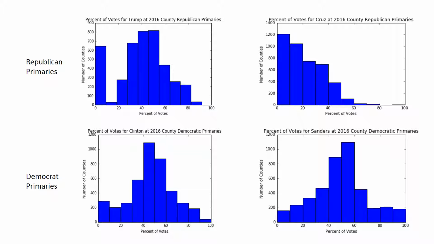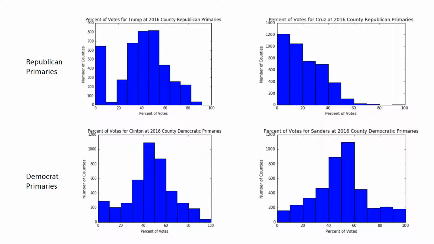There were approximately 650 Republican primaries that reported between 0 and 10% of votes for Donald Trump. Most primaries reported between 20 and 80% of votes for Trump, and the mode was around 50%. For Clinton, the distribution was approximately normal. Approximately 1,100 Democratic primaries reported 40 to 50% of total votes for her. This was also the mode.